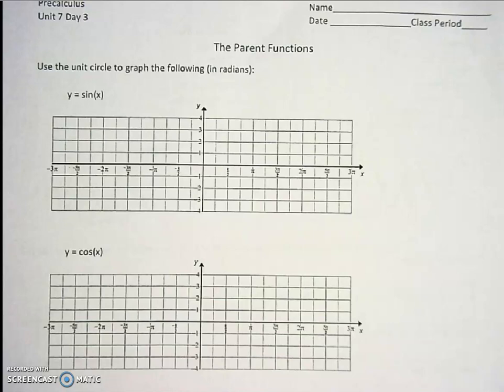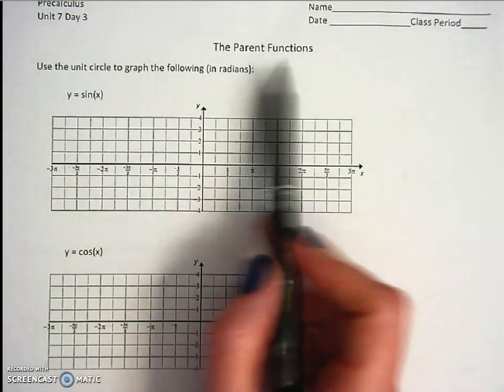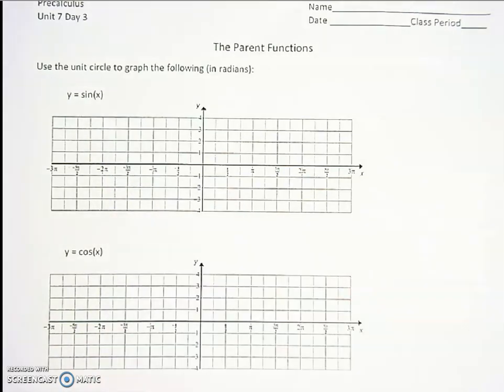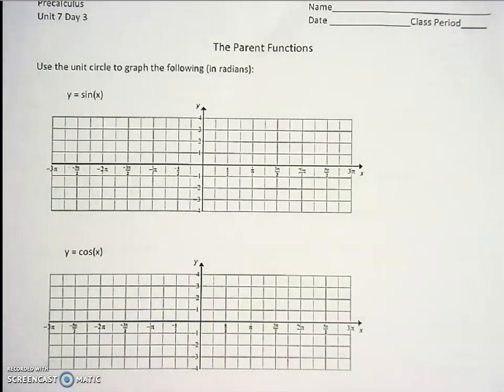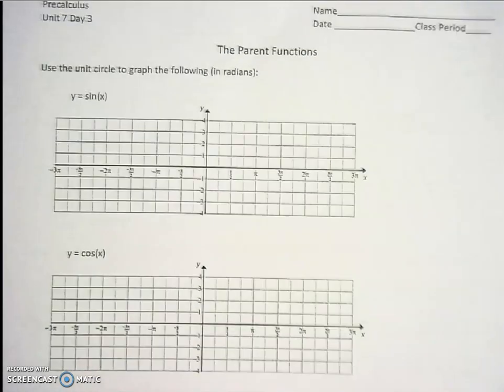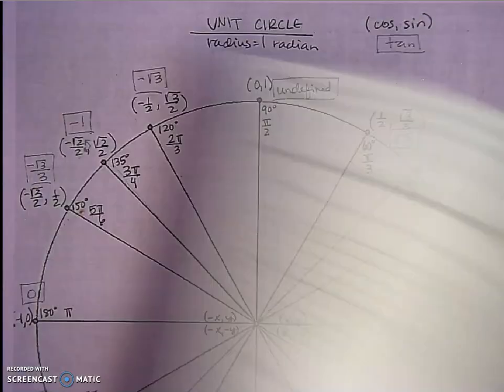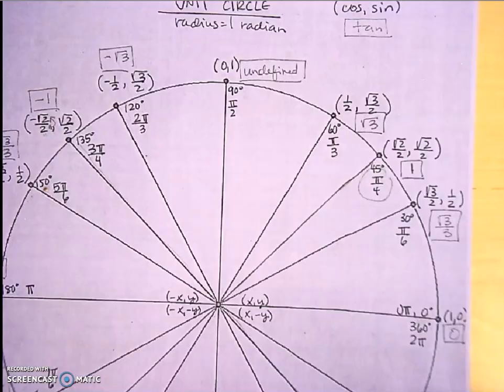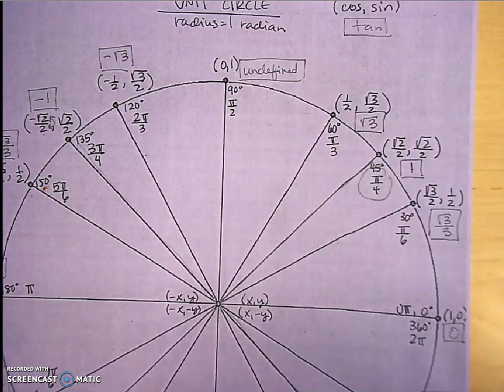All right, here is our lesson, the parent functions for sine and cosine. What we are going to do is start by making an XY table and then graphing those points. And we're going to also be using our unit circle as a reference. So if you don't have your unit circle and you want it, go ahead and grab it.